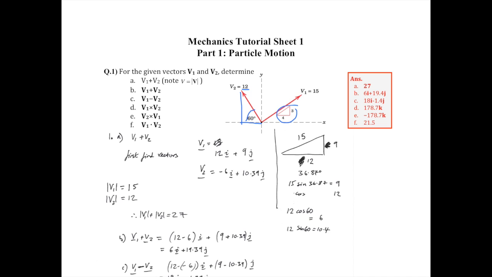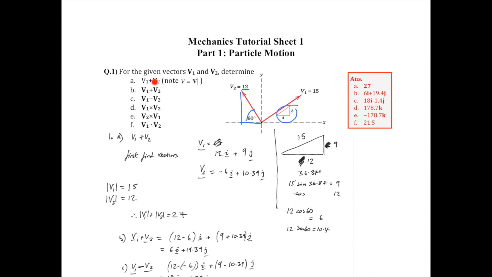And so really the first step is to find the vectors. So the first step is to find these two vectors in their component form, and we use i and j for that purpose, x and y coordinates. And once you have that, you can start to answer some of the questions.